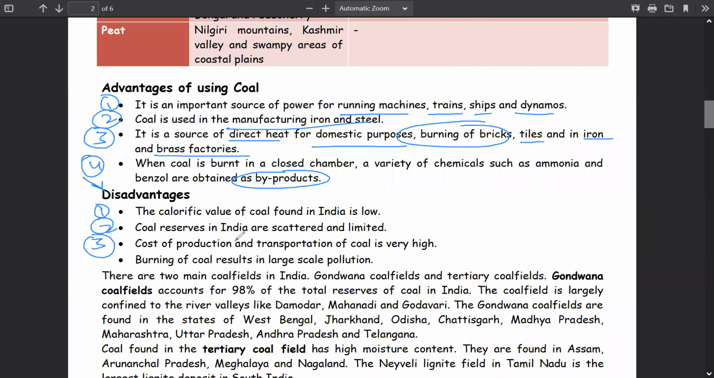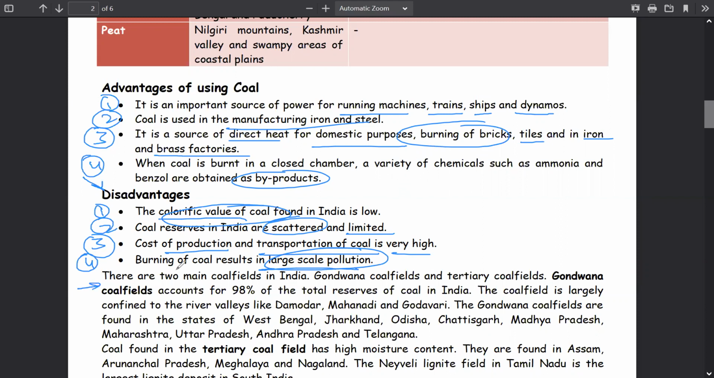The cost of production and transportation of coal is very high. And the fourth point, burning of coal results in large scale pollution. So this is probably the most important point. The second point that you could see is that it's scattered and limited. The third point is that calorific value of coal found in India is low. So you could choose the points according to your liking.